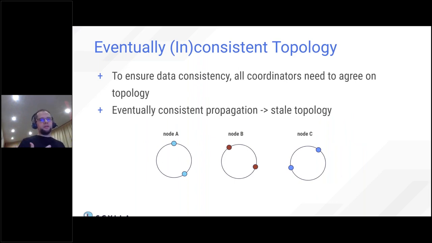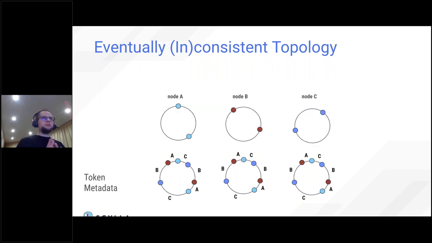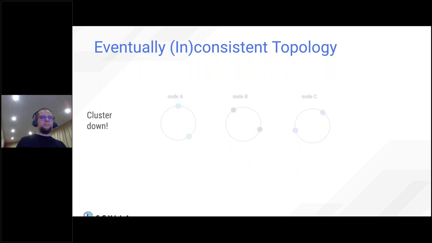Let me give you a specific example when the nodes can actually have a stale topology and when it can impact the correctness of your data. Suppose you have a cluster of three nodes. Initially, all three nodes are up and have the same view of the topology. And then the cluster goes down. Then all nodes except one, node C, go up, but node C remains down.